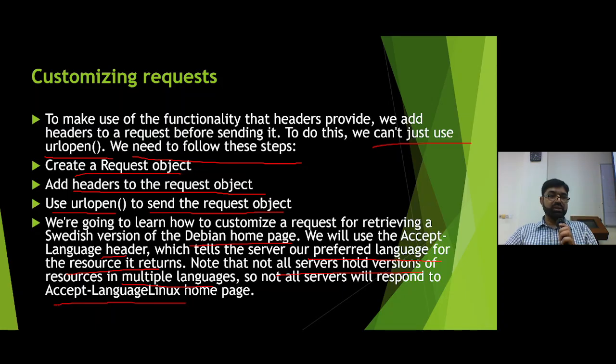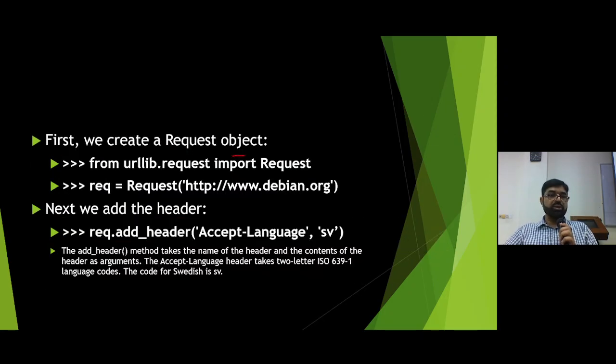Accept-Language, Linux homepage. Let's see how it works. We create a request object. From urllib.request import Request, and Request, short req, is equal to Request, and in brackets we write down our URL. Next we add the header. So req.add_header, and what header we are sending: Accept-Language, and here we are sending the code for the Swedish language.